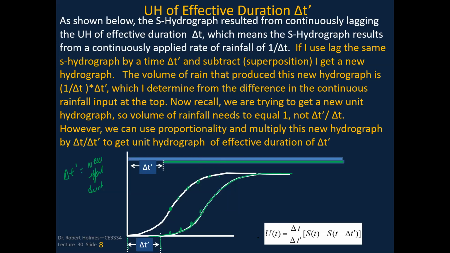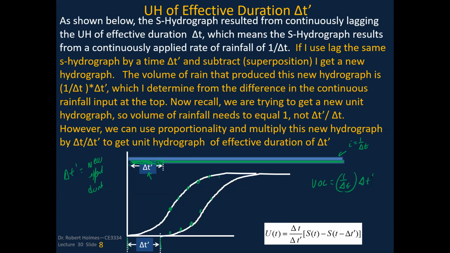And so I end up getting some sort of hydrograph out of that, that's got some volume that's different than 1 inch. We know that because that volume is going to be equal to whatever this value in here was, delta T prime times 1 over delta T. Remember, the rate of rainfall is equal to 1 over delta T. So if I've got a rate of 1 over delta T and I multiply it by the time of delta T prime, that gives me the volume. Volume equals 1 over delta T times delta T prime.